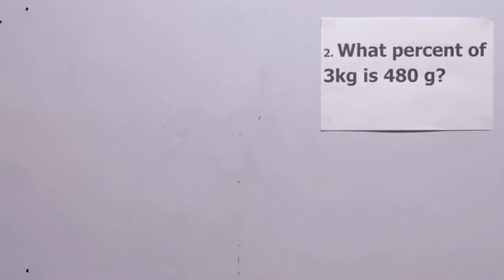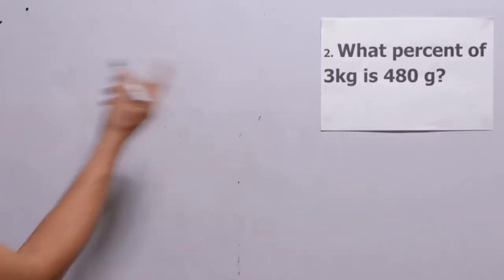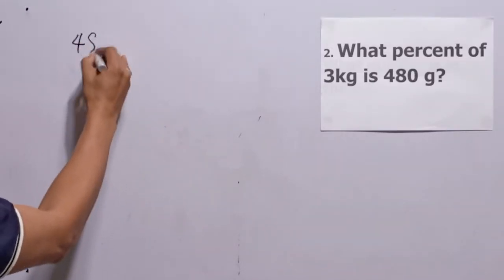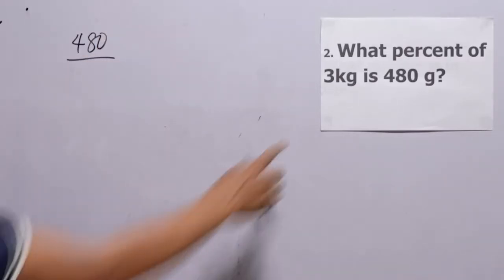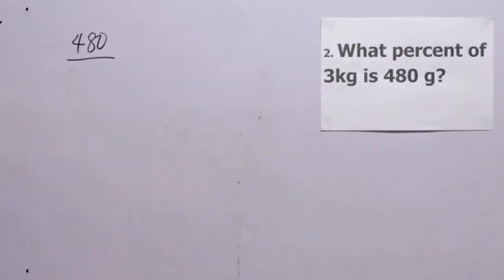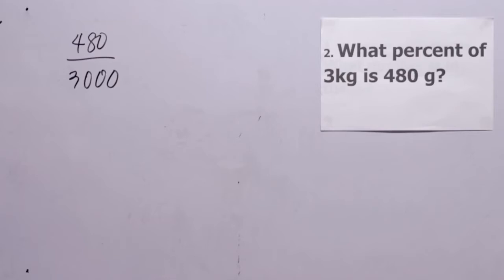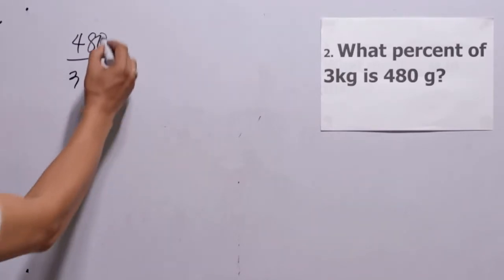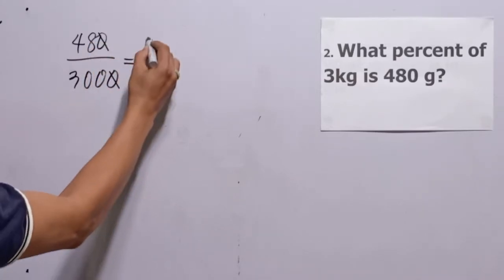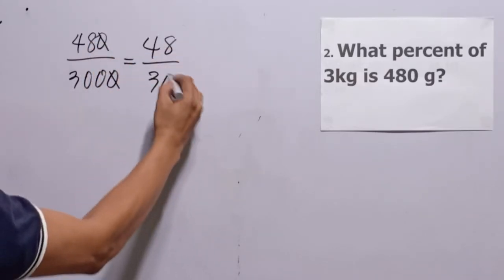Let's proceed with problem number 2. What percent of 3 kilograms is 480 grams? Let's simply express that in fraction. That's 480 over, we know 1 kilogram is 1,000 grams, so 3 kilograms is 3,000 grams. So in fraction, that's 480 over 3,000. Then if we simplify this, let's cancel the zeros, so it becomes 48 over 300.